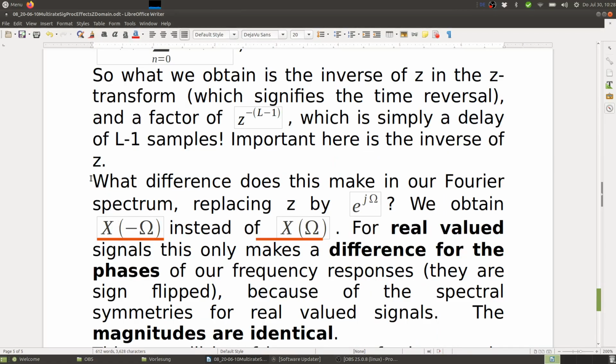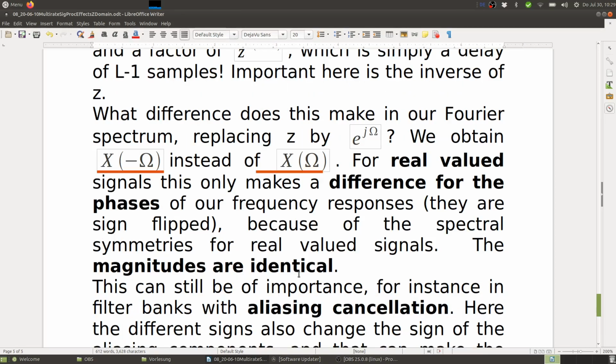Yeah, so what difference does this make in our Fourier spectrum? Replacing z by e to the j omega, we obtain X of minus omega instead of X of omega, taking basically this principle back to the DTFT. For real valued signals, this only makes a difference for the phases of our frequency responses, because they are then sign flipped because of the spectral symmetries for real valued signals. But the magnitudes are identical because of those symmetries.